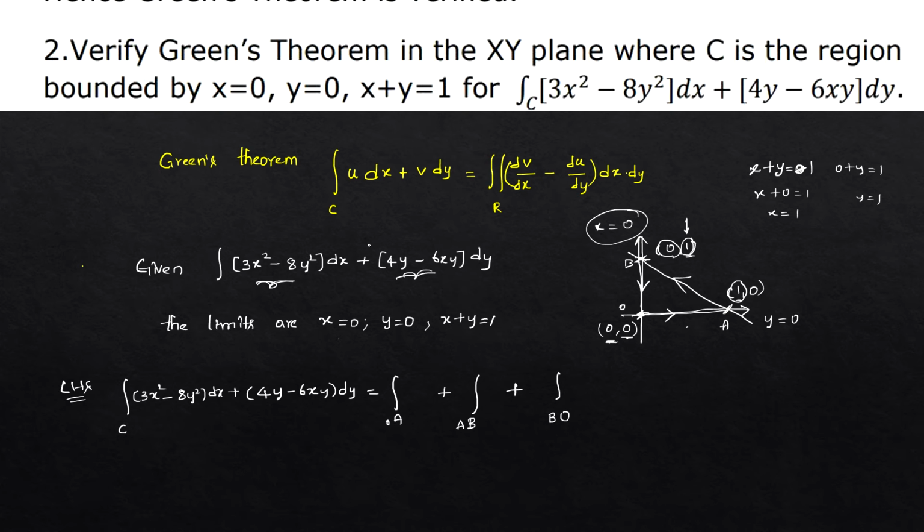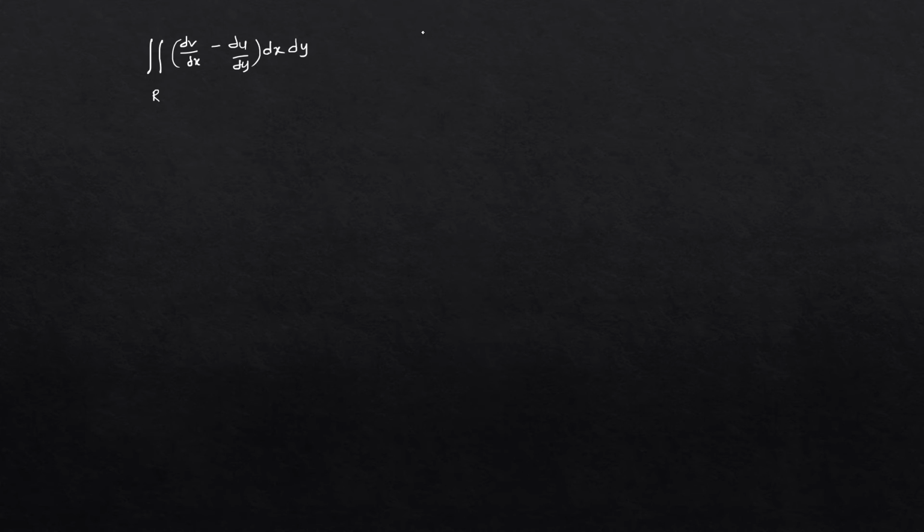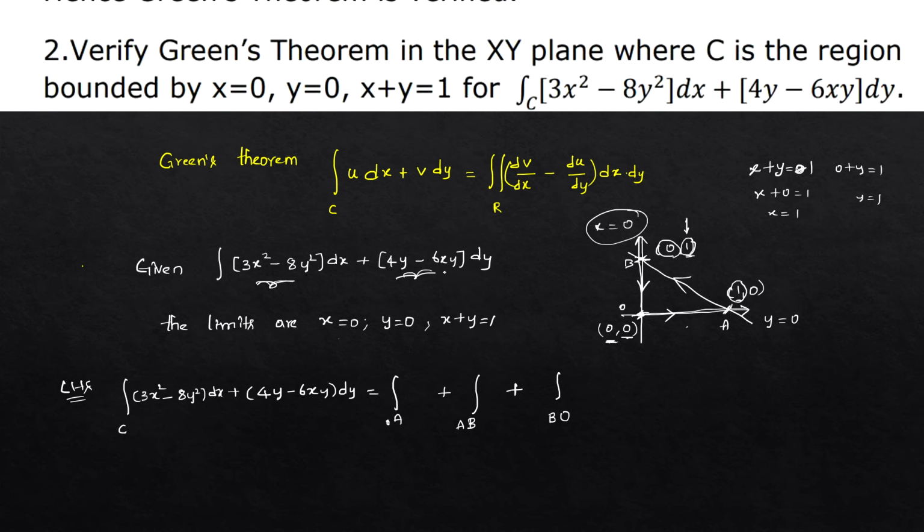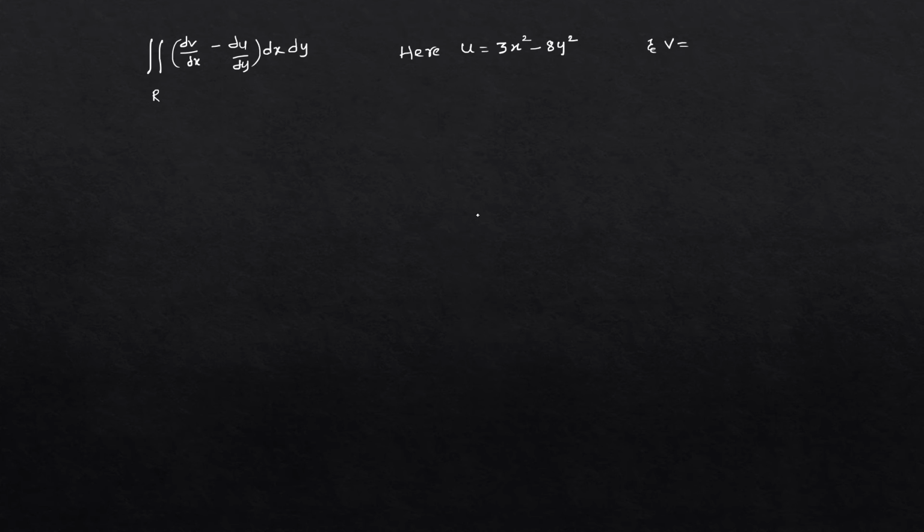So write that. U is equal to 3x square minus 8y square, and v is equal to 4y minus 6xy. So that is the u value, and that is the v value. Now what do we have to find? We have to find dou v by dou x and dou u by dou y. See here, dou u by dou y means we have to differentiate u with respect to y. That means dou by dou y of 3x square minus 8y square.